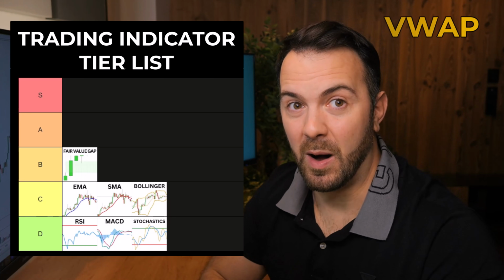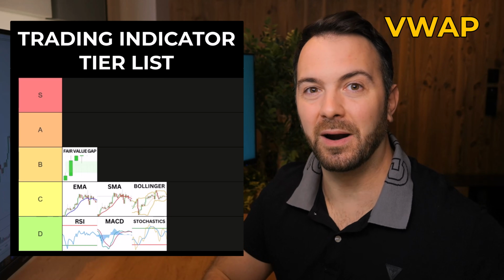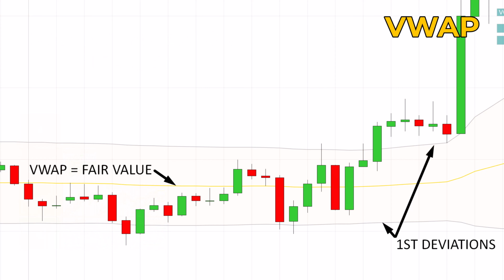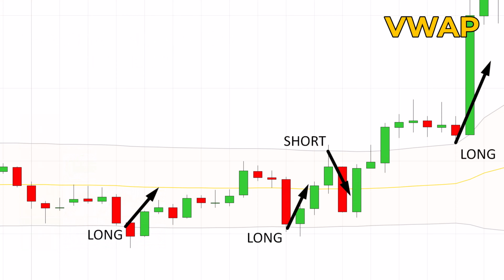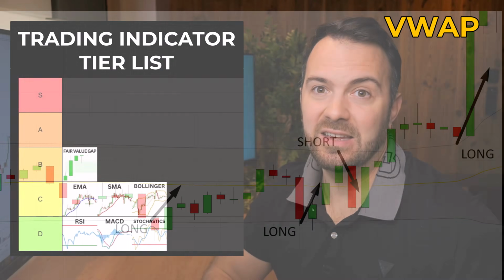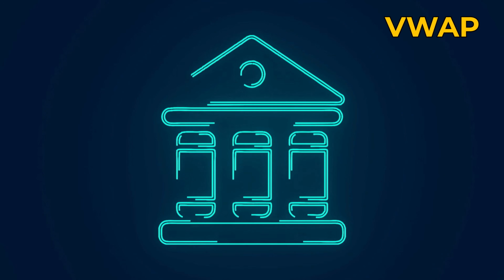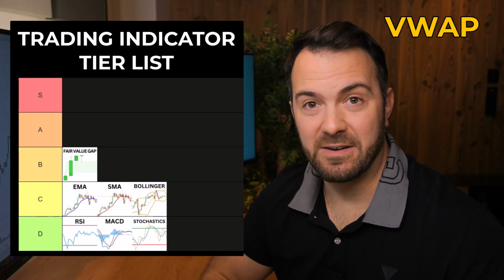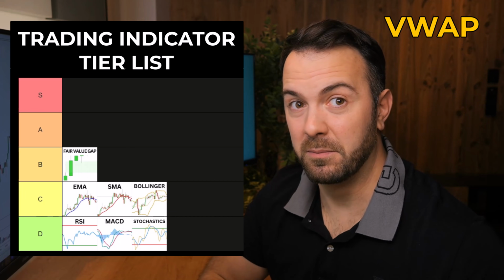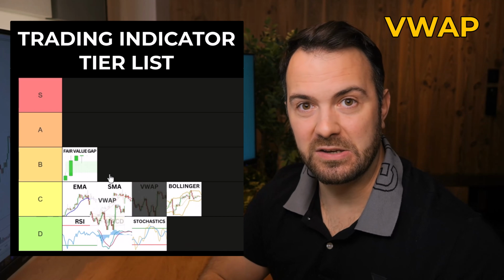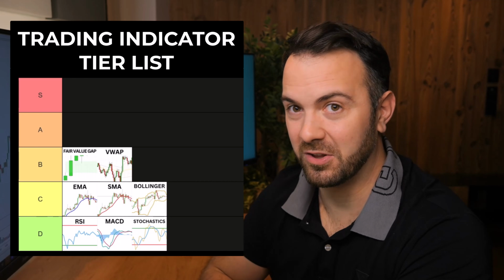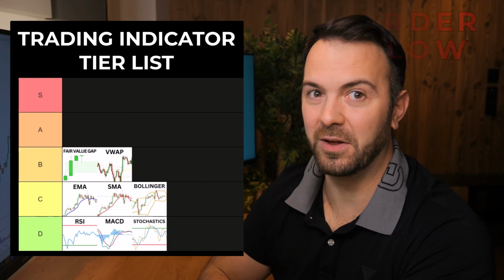Now let's talk about the VWAP. VWAP is basically a smarter moving average because it includes volume. It shows fair value much better than any classic average. It works in trends, works also in rotations, and even institutional algos pay attention to the VWAP. In my opinion, it's quite reliable and definitely a level above regular moving averages, and it will go into the B tier.